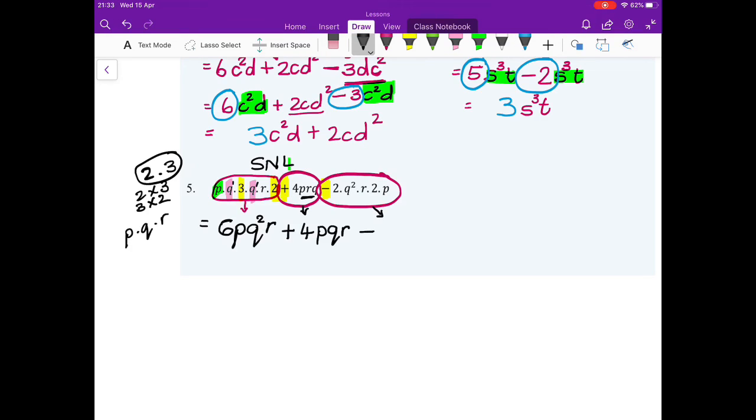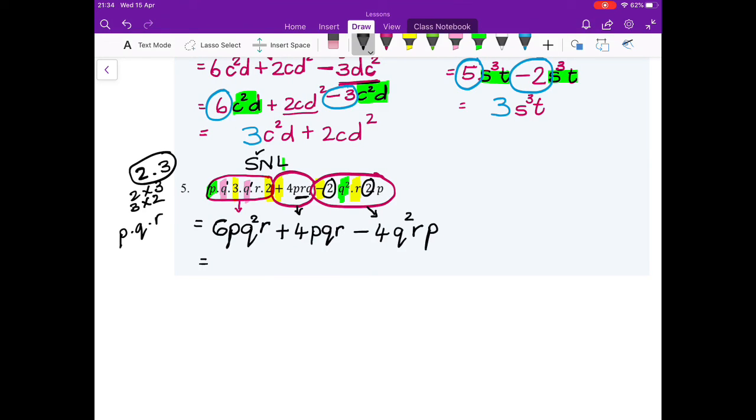Right, let's look at the last term. So here I'm going to have a negative. So I've done my signs. Now I'm going to do my numbers. I've got 2 multiplied by 2, which gives me 4. I then look at my variables. Here I have a q squared, no other q squareds or q's, so it's going to be q squared. I then have a look. I have an r, so I'm going to write down my r, and I only have a p left. Right, let's have a look. PQR, PQR. So I should have written that.